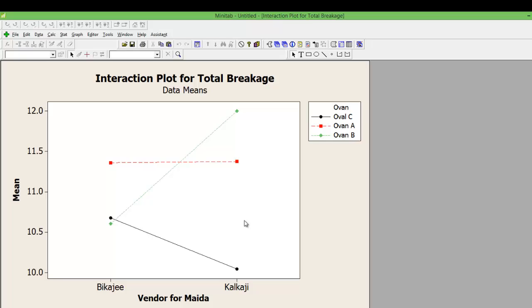I hope this simple video helps you understand how to do main effect and interaction plots. When you go into design of experiments, main effect and interaction effect are the most important metrics that we look for in a design of experiment. I hope this very simple video helps you.